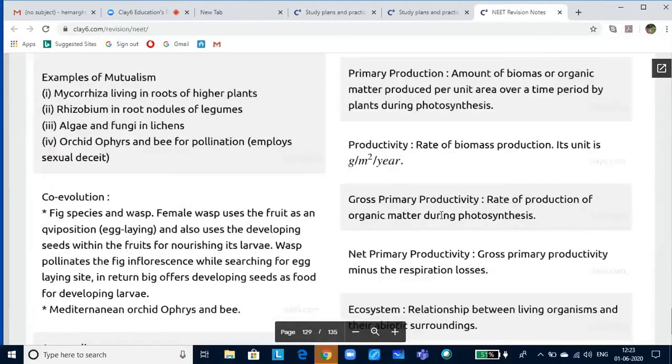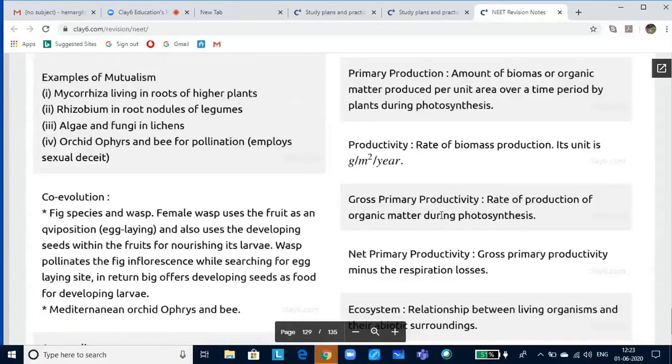Now, these adaptations you should know. An adaptation is any attribute of an organism, which could be morphological, physiological or behavioral, that enables the organism to survive and reproduce in its habitat. Many adaptations have evolved over a long evolutionary time and are genetically fixed.